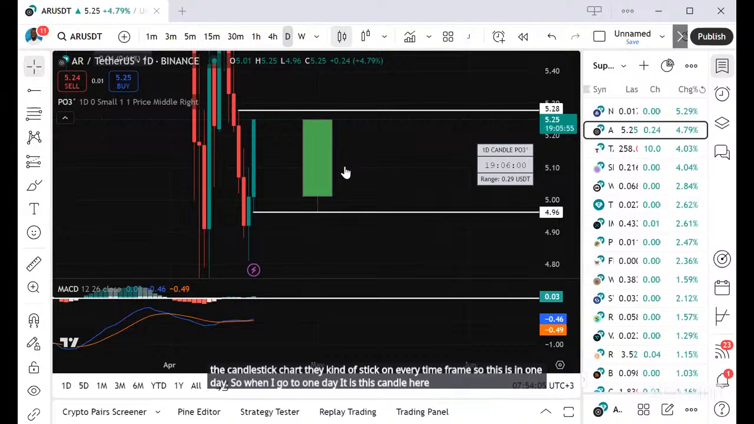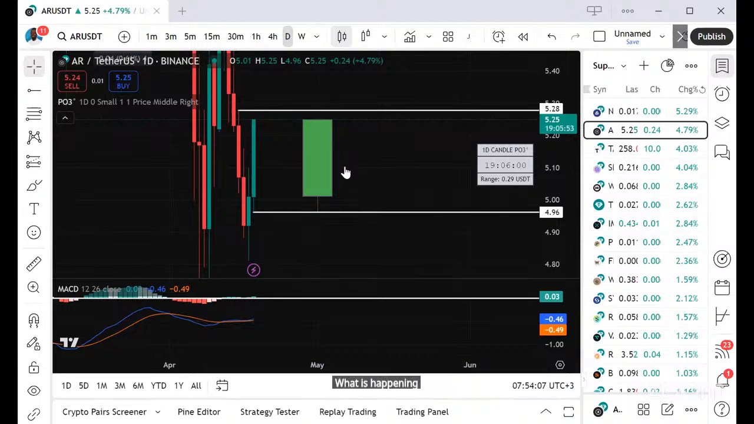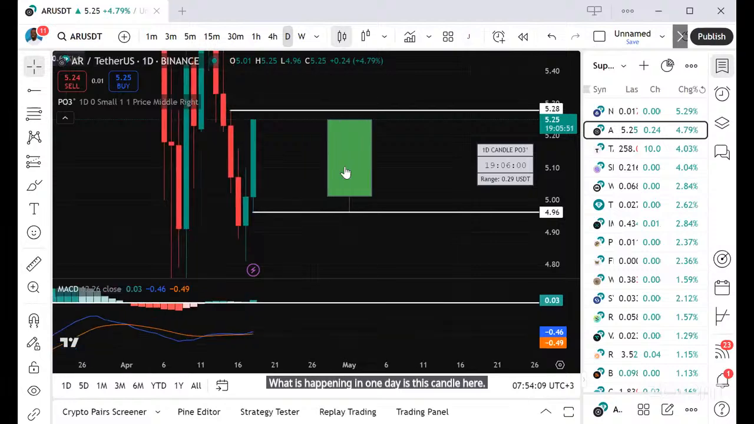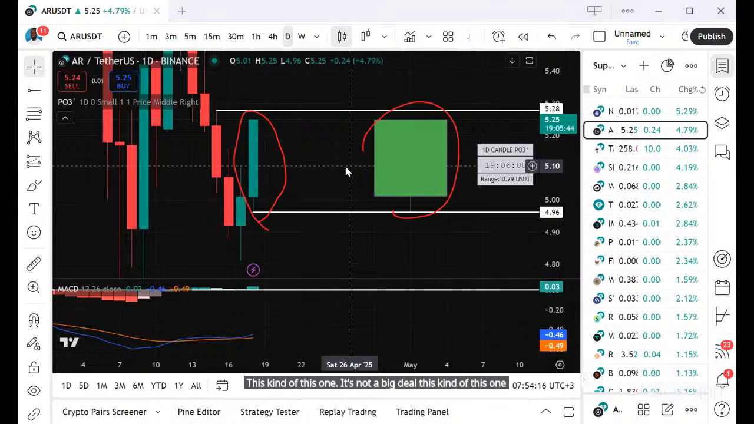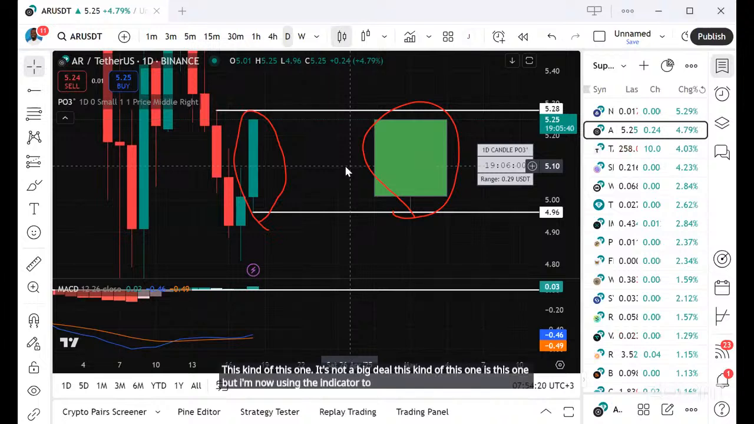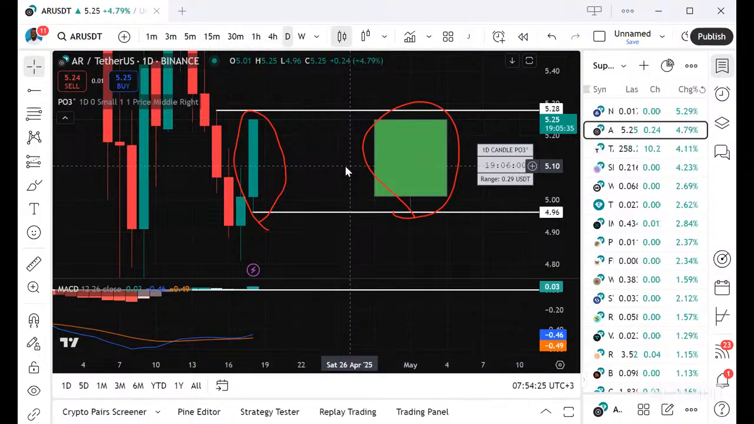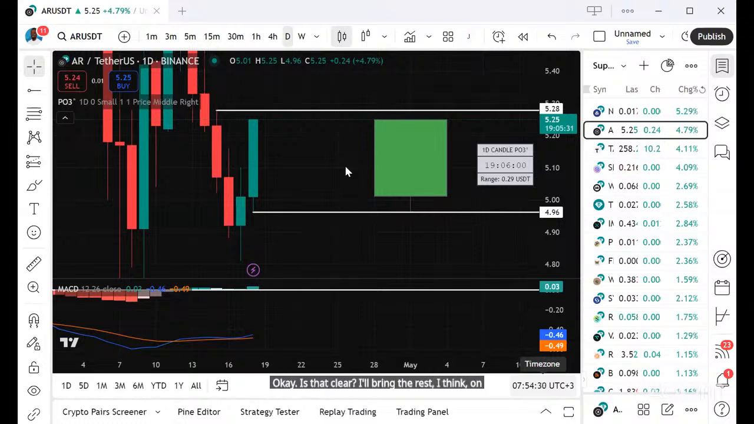What is happening in 1 day is this candle here. This candle, this one. It's not a big deal. This candle, this one, is this one. But I'm now using the indicator to help me move the candle on every chart. Okay? Is that clear? I'll bring the rest, I think, on Monday when I'm concluding. I have more too. But today we want to look at pivot points.